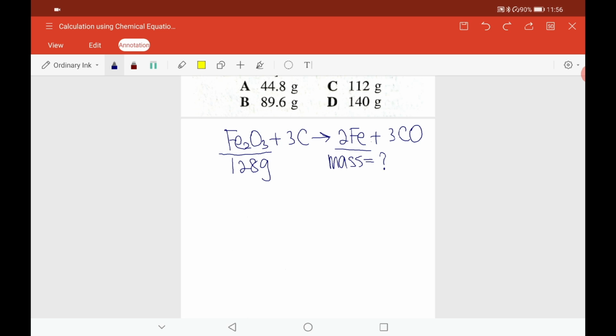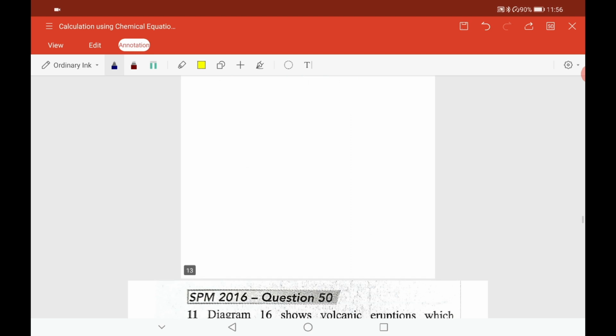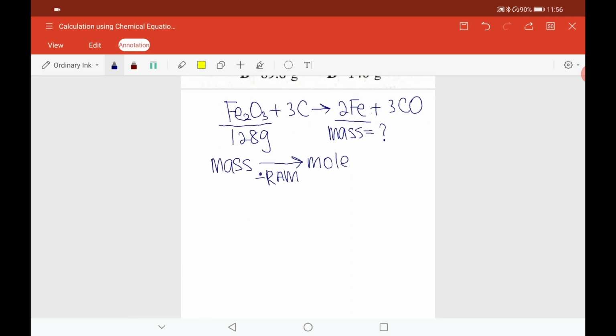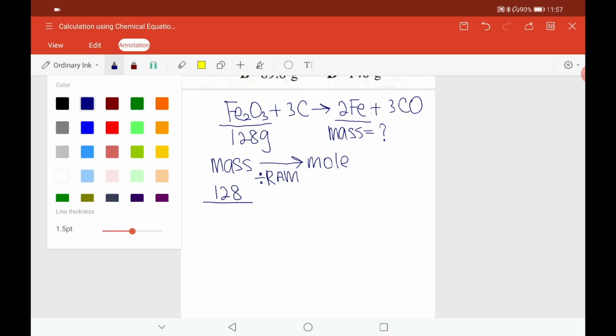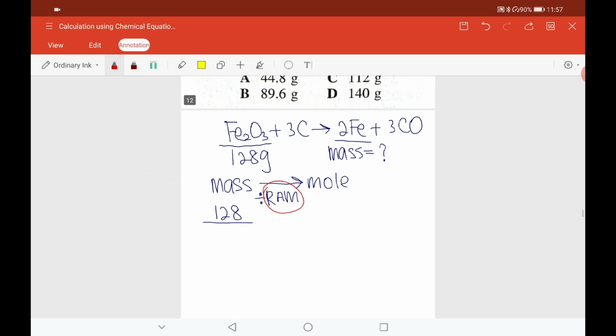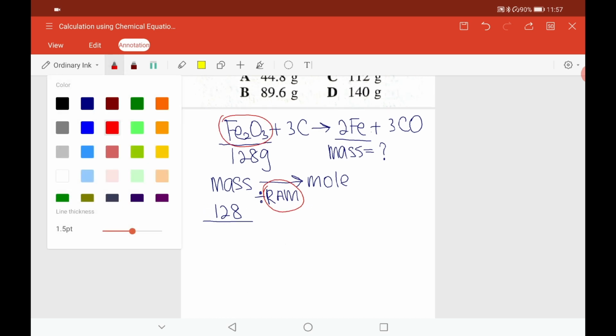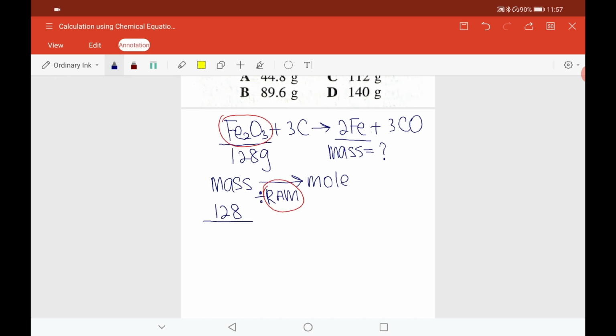We have 128 gram, and gram is mass. So we have mass, and we can change the mass to mole first. Mass and mole are related by RAM. When we want to change mass to mole, we divide. The mass is 128, so we need to divide by the RAM. This RAM refers to the RAM of iron 3 oxide.